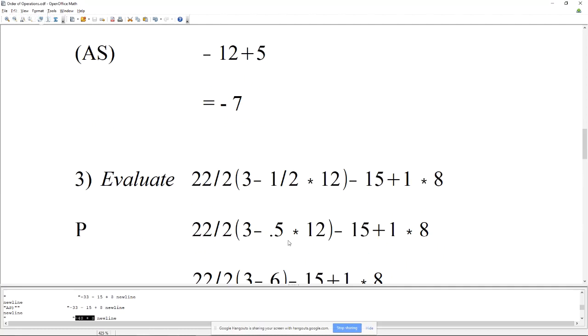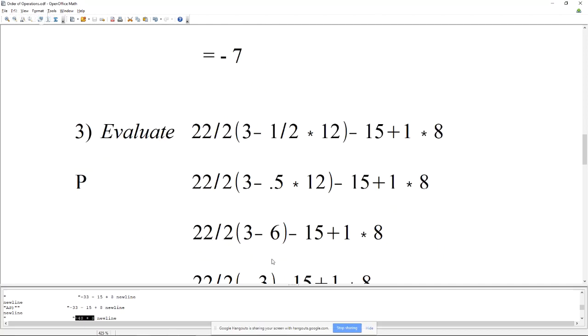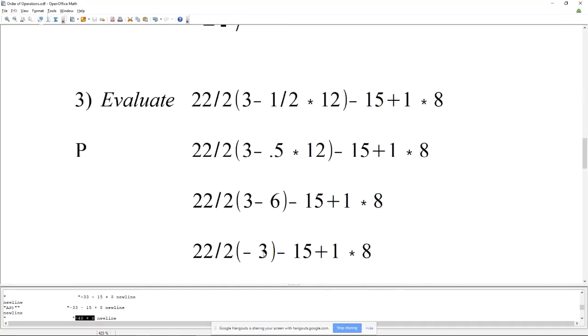What is it? The next thing is a multiplication, right? So I'll take 1/2 of 12, correct? Which is 6. Okay, now I'm doing A and S, which is 3 minus 6. So I'm left with -3. Now the parenthetical has worked.